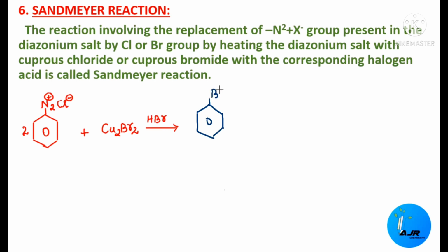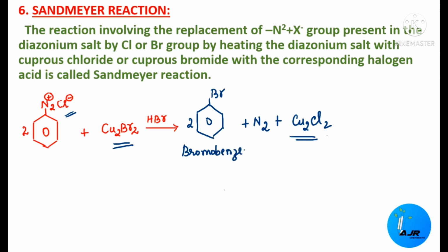Br. See here, N2 Cl minus is replaced by Br. So we are having two molecules, plus nitrogen will be liberated, plus this cuprous Cu2Cl2. See here, this cuprous bromide is getting converted to cuprous chloride. Understood? This chlorine will be getting added to this, right? So this is the product. This is how we are preparing bromobenzene. This is nothing but a haloarene, bromobenzene. Understood, students?